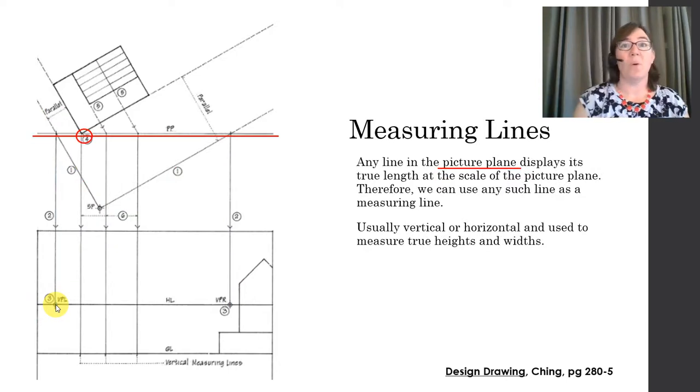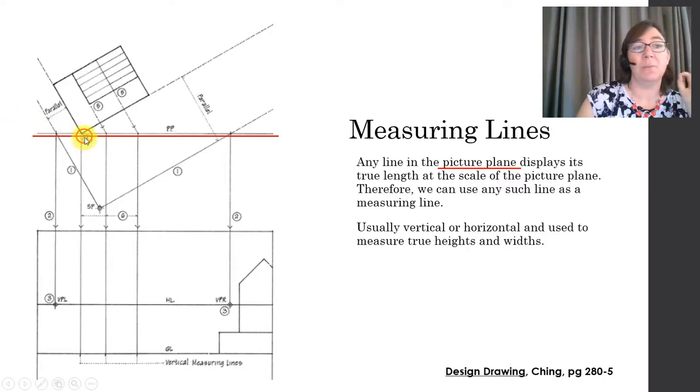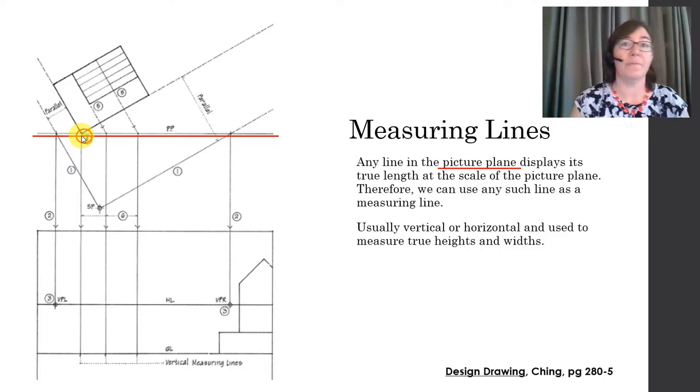Any piece of our form that touches the picture plane is kind of special, all right? And in our example, it is literally this one point right here, which in 3 dimensions is a vertical line. It's the corner of that building, right? Any line in the picture plane displays its true length to scale, and therefore we can use that line as a measuring line. Right? We're going to use it to measure true heights and widths.